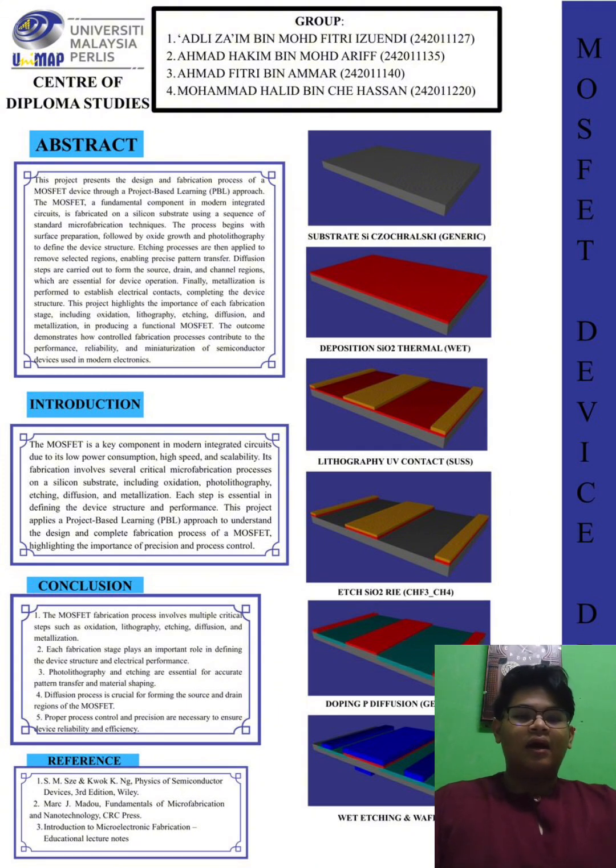Next, as we can see on the poster, we are going through the first oxidation. A layer of silicon dioxide, or SiO2, is formed on the surface using thermal oxidation. This process involves exposing the silicon wafer to oxygen or steam at high temperature, allowing an oxide layer to grow on the surface.